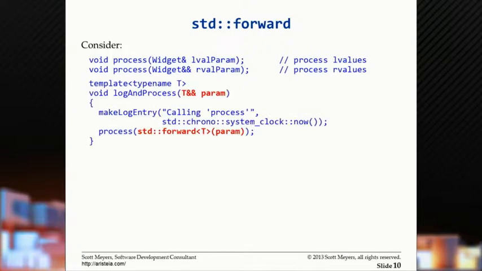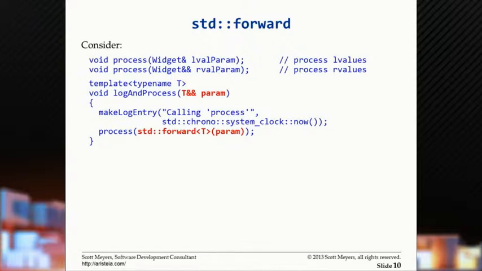That's fine. And then I have this function, or actually it's a template, logAndProcess. What logAndProcess does is it takes a parameter of any type, lvalue or rvalue, makes a log entry, and then calls the process function by forwarding the parameter. This is the conventional use of std::forward. There's nothing surprising here.